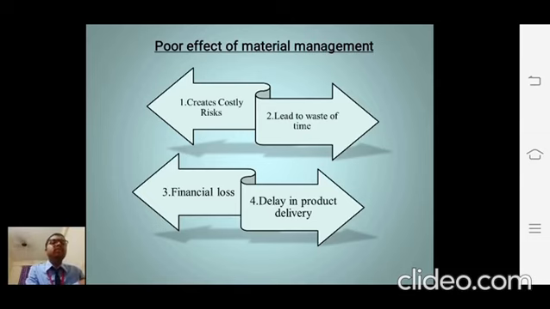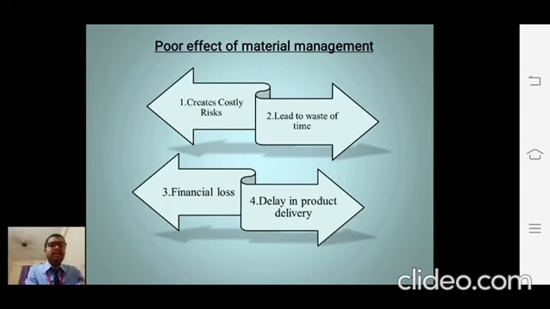Second one is that it leads to waste of time. If we are not able to manage the material, it leads to waste of time. It affects deployment time. Simply put, it becomes late to deliver the product, a delay in product delivery. See, our last point is the delay in the product delivery. It affects the delivery time.